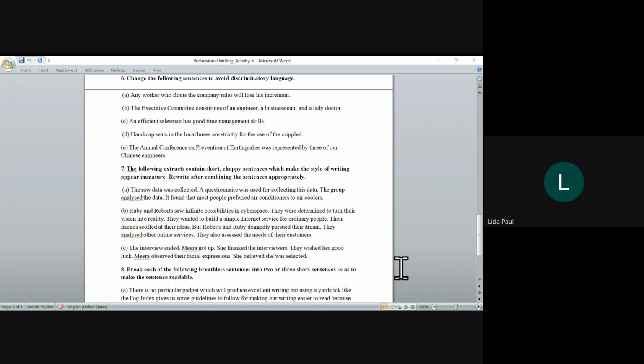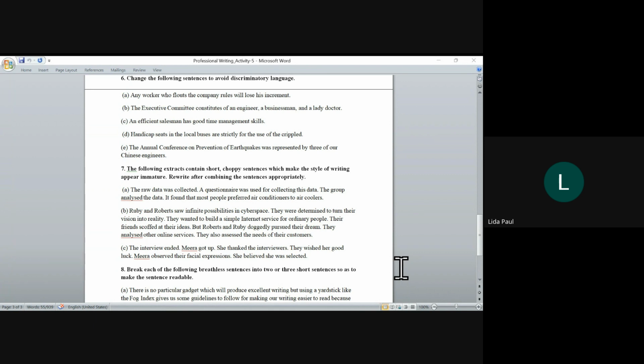No? Ma'am, it's simple, the second and third sentences we can combine. You can combine every other second sentence to the previous one, actually, right? Ruby and Robert saw infinite possibilities in cyberspace and were determined to turn their vision into reality. Okay, first set. They wanted to build a simple internet service for ordinary people.